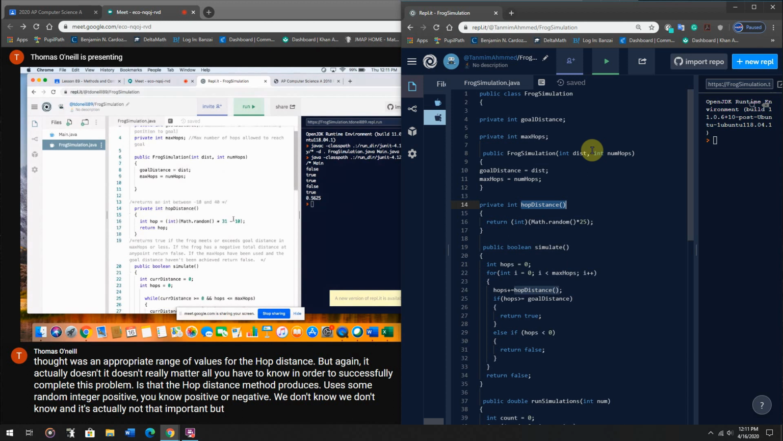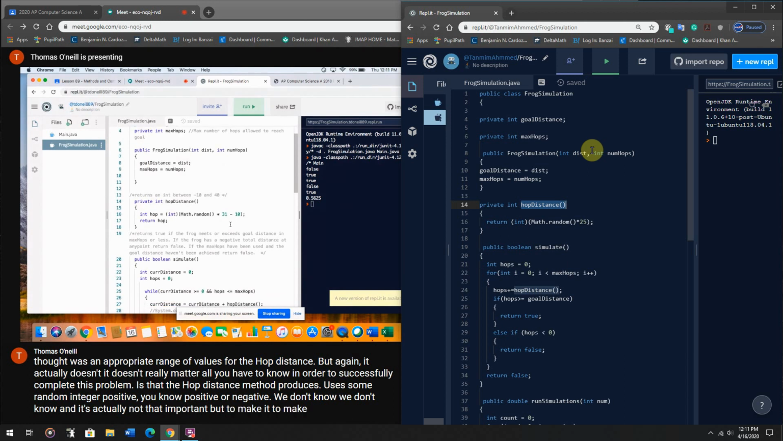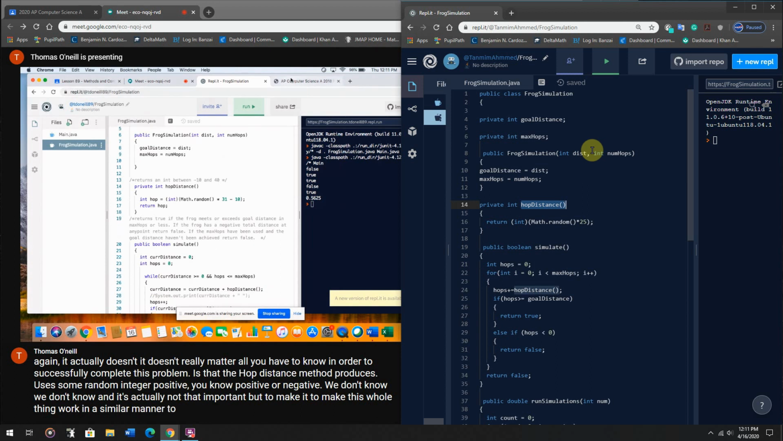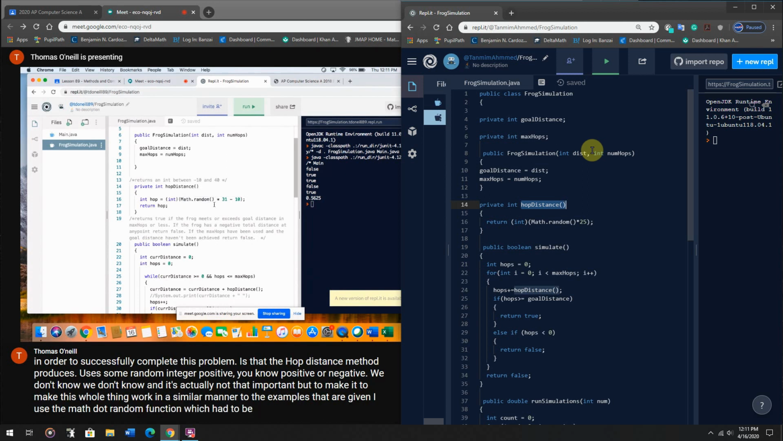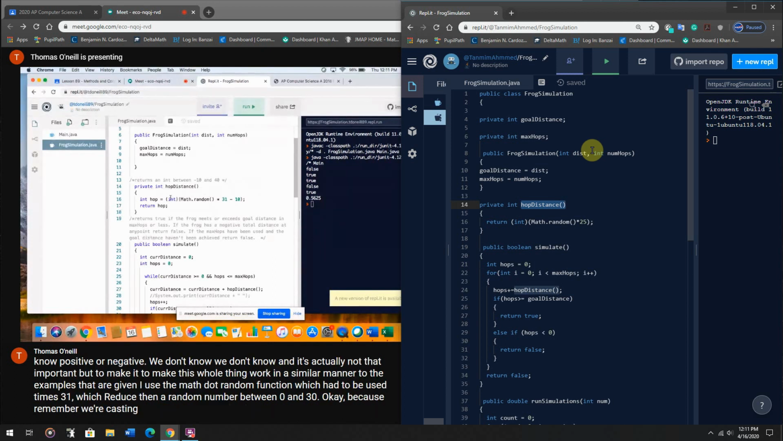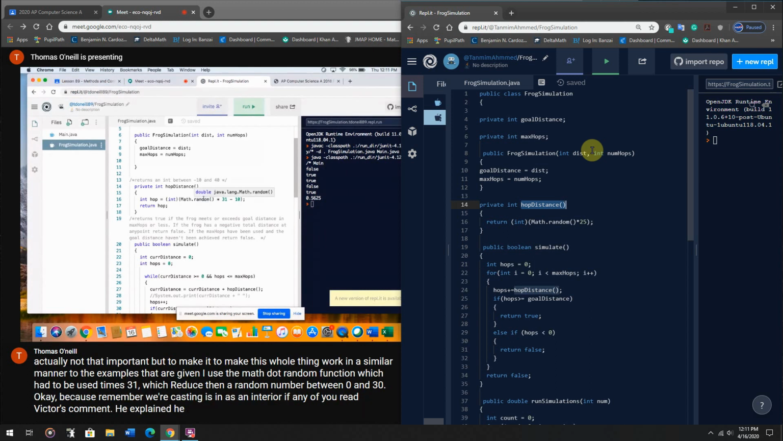But to make this whole thing work in a similar manner to the examples that are given, I used the math.random function, which had to be used, times 31, which would produce then a random number between 0 and 30, okay? Because remember, we're casting as an int. If any of you read Victor's comment, he explained it very nicely. So thank you, Vic.